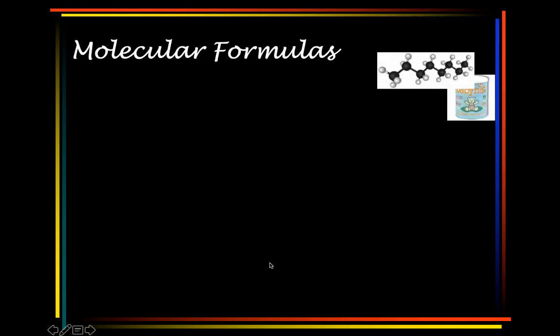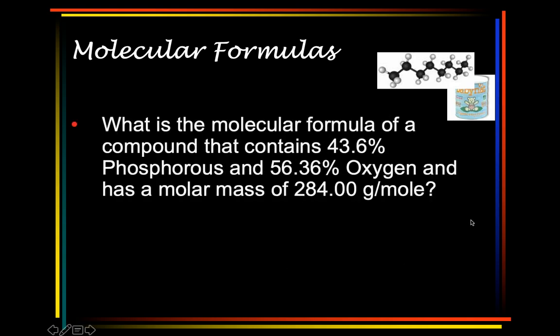Okay, so we're still dealing with moles, but now we're going to talk about molecular formulas. Here's what an example would look like. What is the molecular formula of a compound that contains 43.6% phosphorus and 56.36% oxygen? Oh, and look, there's an extra piece of information. I know that this molecular formula has a molar mass of 284.00 grams per mole. You need this extra piece of information, otherwise we cannot find the molecular formula.